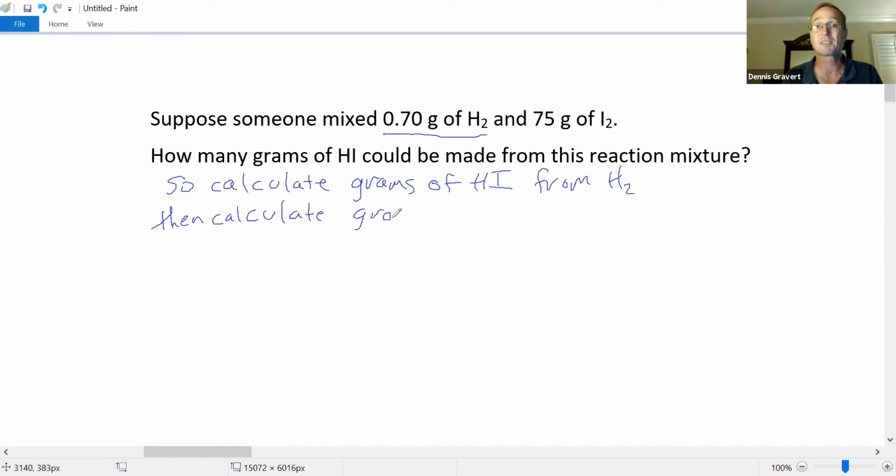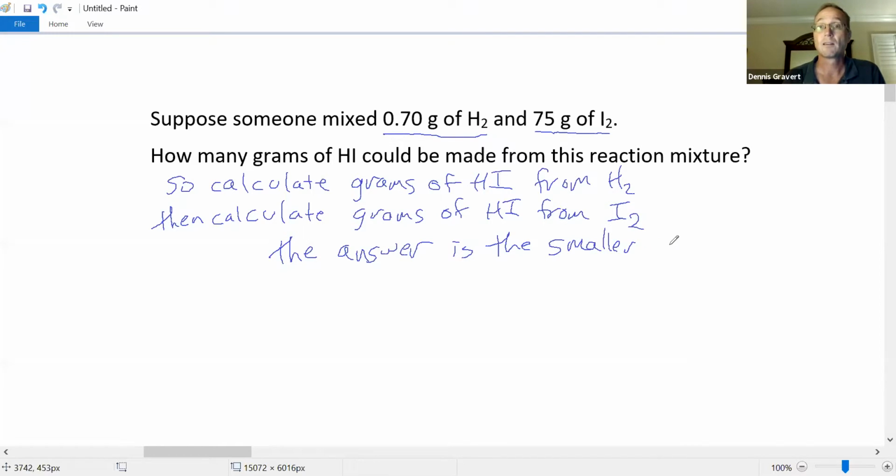Then calculate grams of HI from I2. So do the opposite. Now, pretend that the 75 grams of I2 is going to run out, and you have as much as you need of H2. You have an excess quantity of hydrogen gas, so you can use up all 75 grams. Well, how many grams of product, hydroiodic acid, HI, can you make? And the answer is the smaller quantity. The smaller amount.